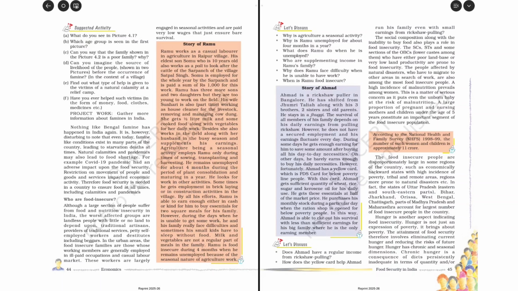However, during the days when he is unable to get some work, he and his family really face difficulties, and sometimes his small kids have to sleep without food. Milk and vegetables are not a regular part of meals in the family. Ramu is food insecure during 4 months when he remains unemployed because of the seasonal nature of agriculture work. End quote.